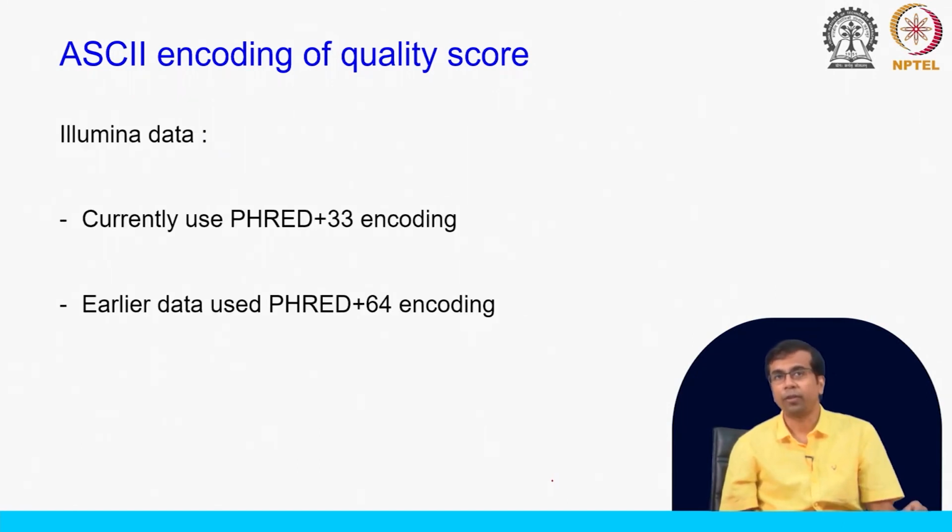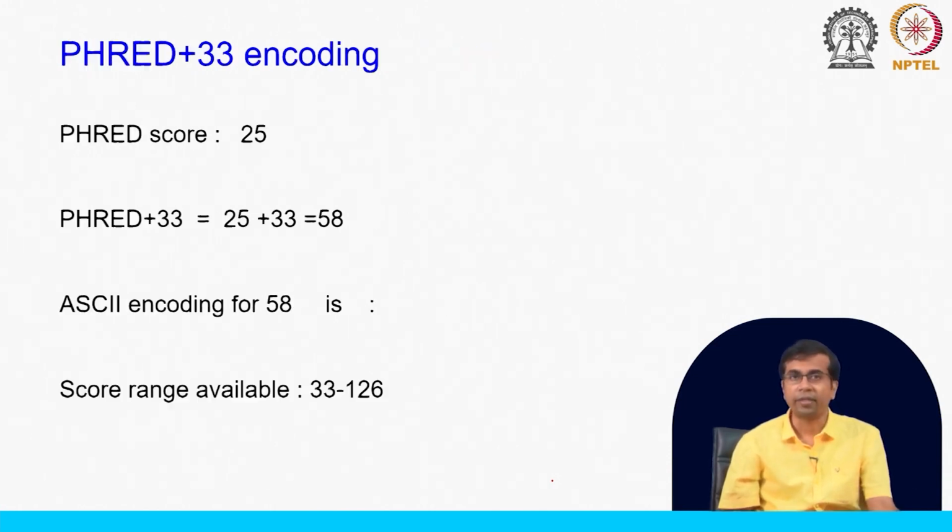So, what we know is that Illumina uses something called Phred plus 33 encoding, okay, but it earlier used Phred plus 64 encoding. Okay. So, what is this Phred plus 33 encoding? So, the idea is very simple, right. So, if the Phred score, the quality score that comes out of the machine is 25, you just add 33 to that. Okay. So, here 25 plus 33 which is 58 and simply look at the ASCII encoding for 58, okay, and which is colon.